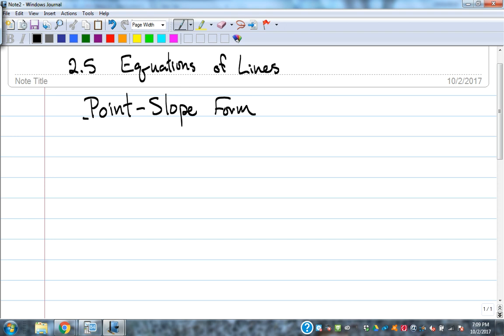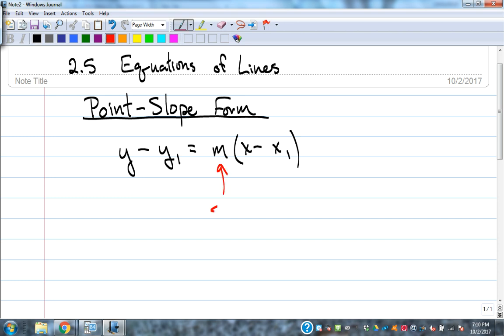Okay, point slope form looks like this: y minus y1 equals m parentheses x minus x1. All right, this m is the slope that we talked about last week. That's the same slope.